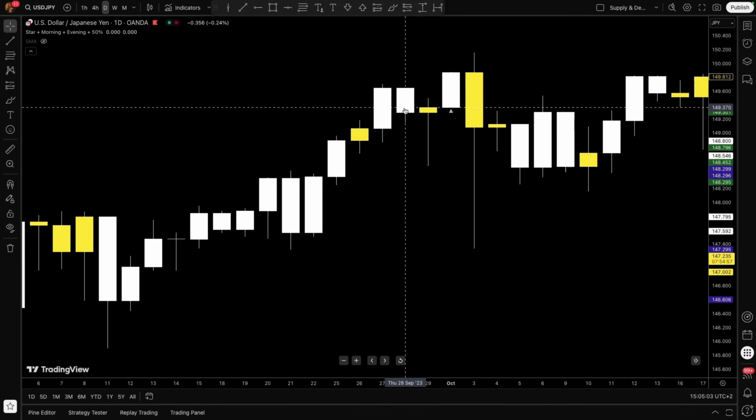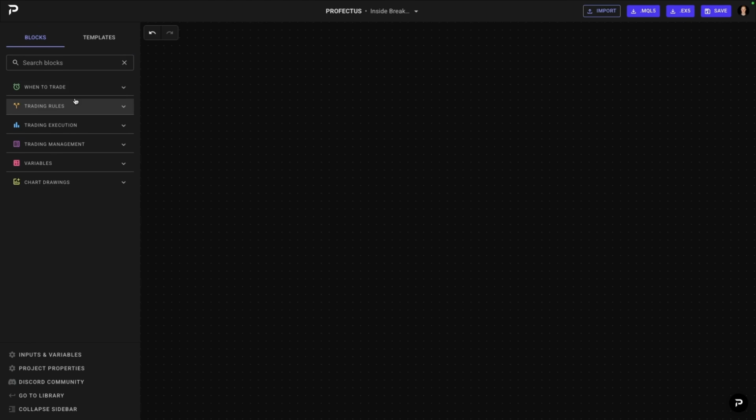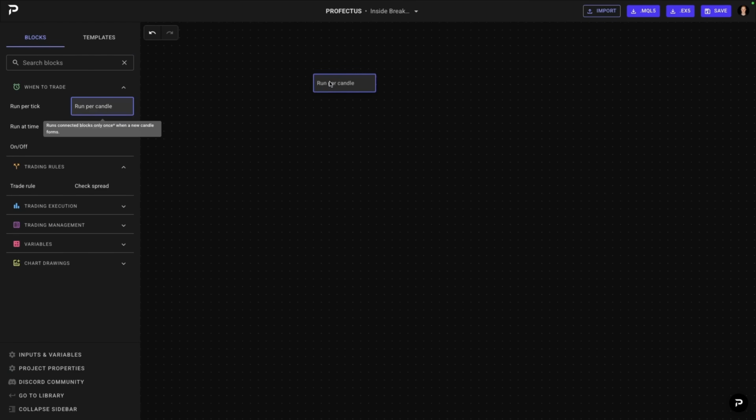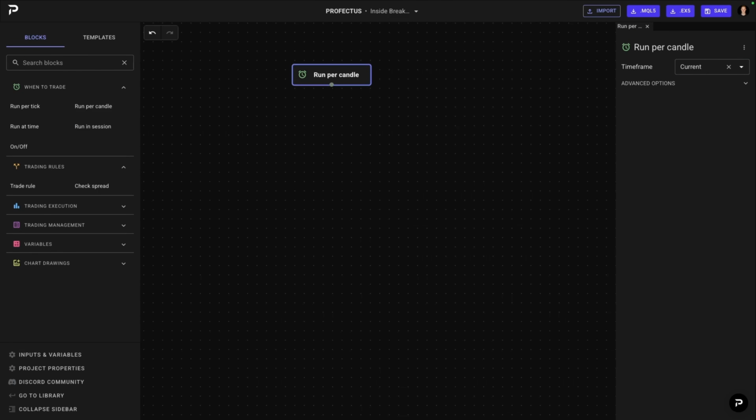So here also this one would be a valid one because it's completely engulfed by the prior candle. Now let's build this bad boy. We go here on the left hand side, trading rules. Now actually when to trade, run per candle. So we stay agnostic on the candle size. We keep it also on current for now.